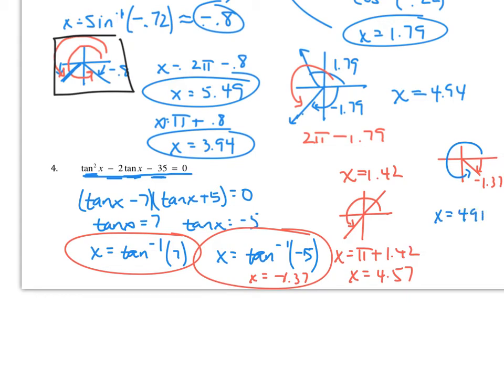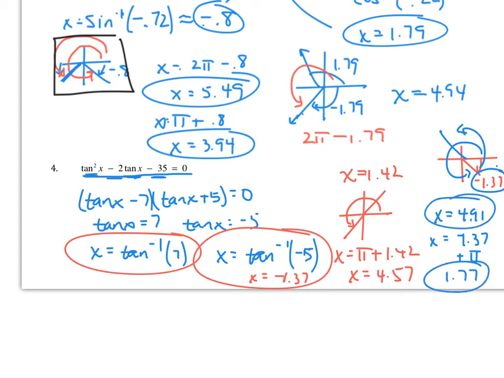Reminder that it is symmetric across the origin, so the other one is going to be a value of pi less, or negative 1.37 plus pi, however you want to look at it. So if you want to do negative 1.37 plus pi, you'll get the other value of 1.77. Otherwise, you could also have done 4.91 minus pi. You'll get the same thing. Okay.